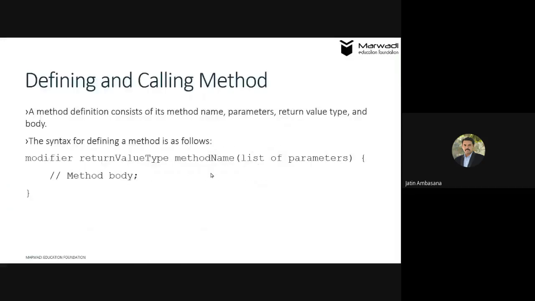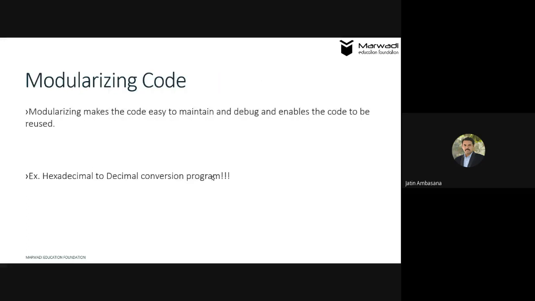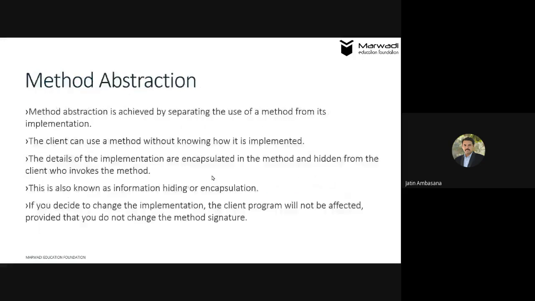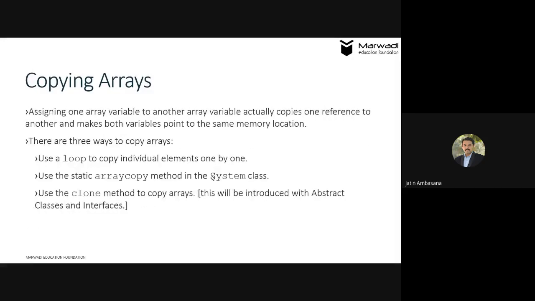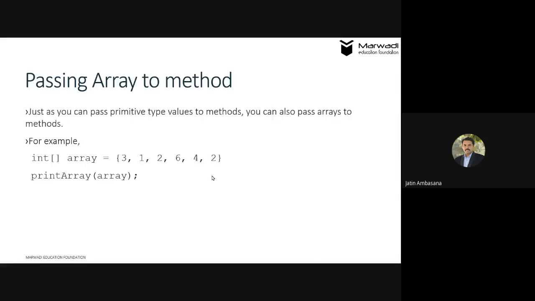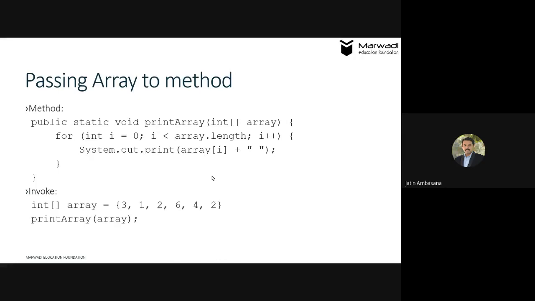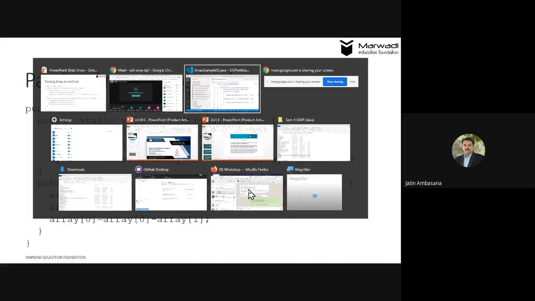Okay. So we have seen various things like defining and calling methods, and using methods to check various things, right? Recently we also saw how to use arrays, how to copy arrays, and how to use the array copy method and all those things. So let's try to make use of an array copy method, and let's see how passing an array to a method works.